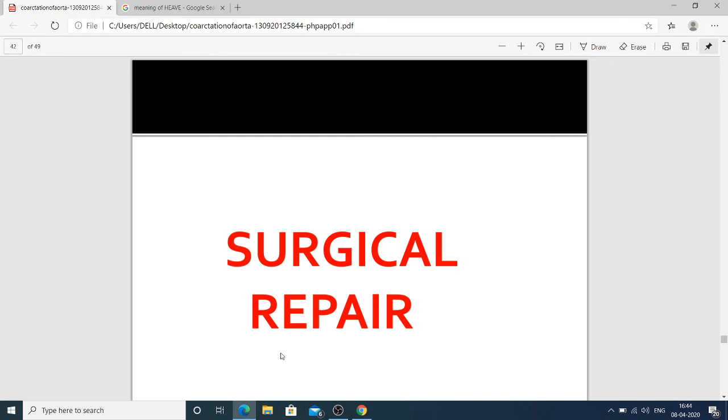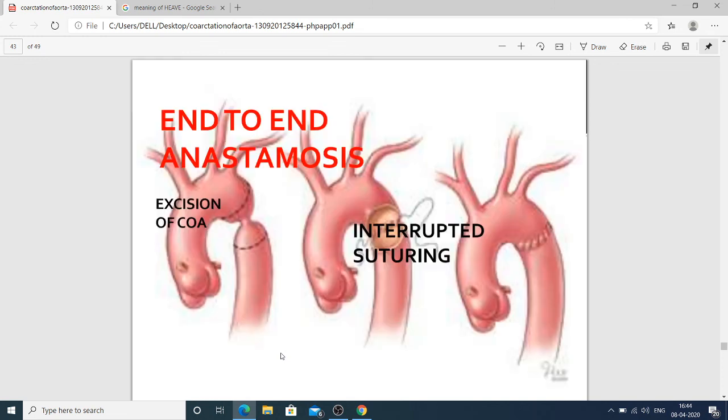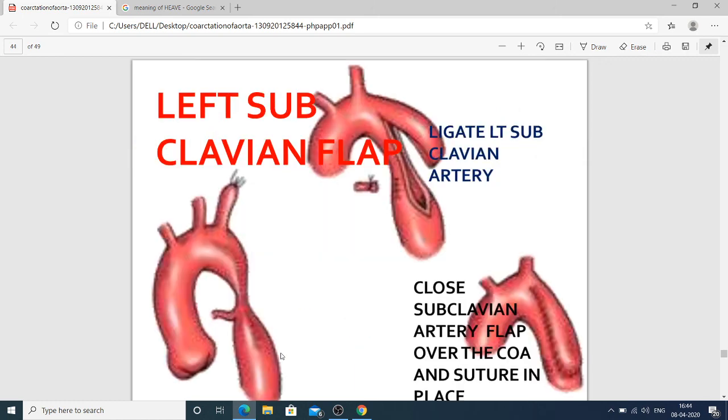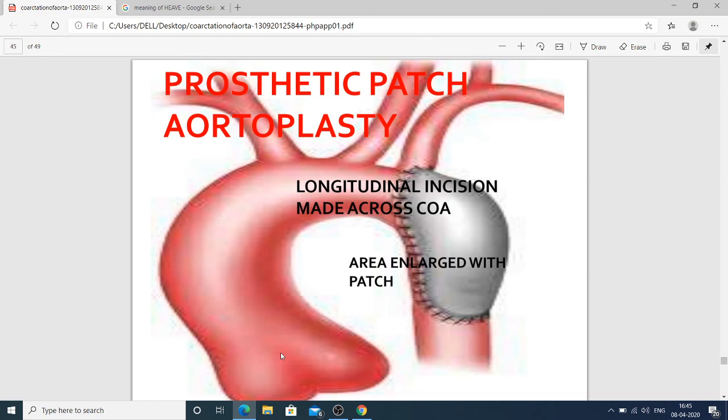Then surgical repair. End-to-end anastomosis means the narrowed part is removed and the normal parts are joined with each other. Then left subclavian flap: ligate the left subclavian artery and close the subclavian artery flap over the coarctation of aorta and suture in place. After that, prosthetic patch aortoplasty: a longitudinal incision is made across the coarctation of aorta and the area is enlarged with a patch.